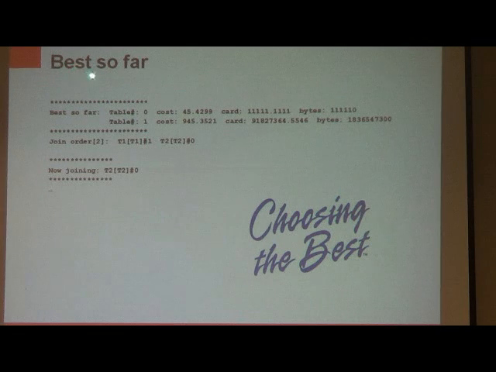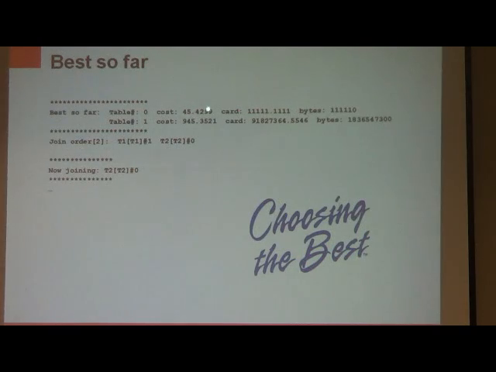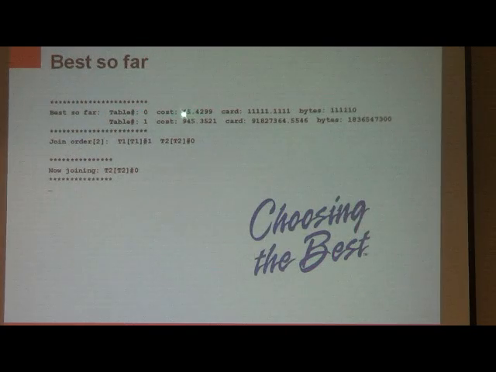So when it comes here and says best so far, it's going to show something like this. Now you recognize this value. 945 was here, right? Where is this one coming from? This 45. That 45 is coming from this one here, from the outer table. So I say, if I read the outer table, it's 45 by itself. When I join the next table, it goes up to 945, and this 945 includes this 45. So far, the best option that I have is to join T1 first, second T2, and a hash join between those two. That is what I see.